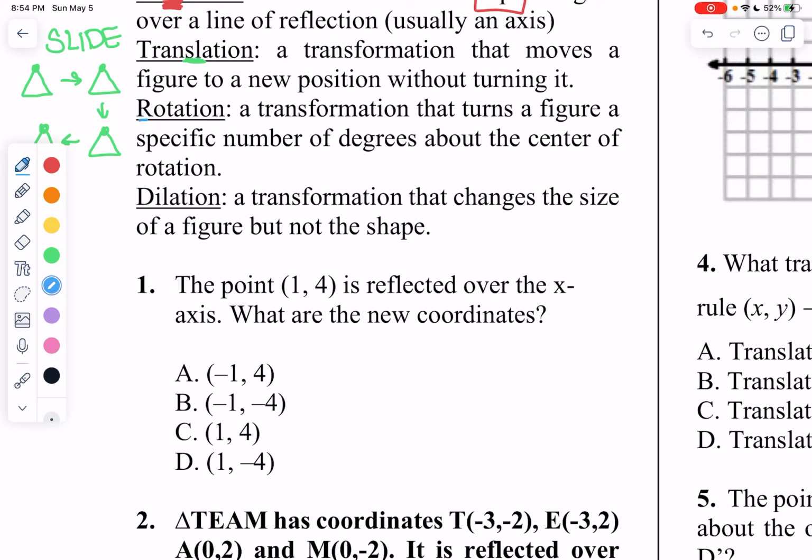The next one is rotation. Rotation's pretty straightforward. That is just when I am turning a figure. So we talked about how there are 4 turns we can make. We'll talk more about that later.